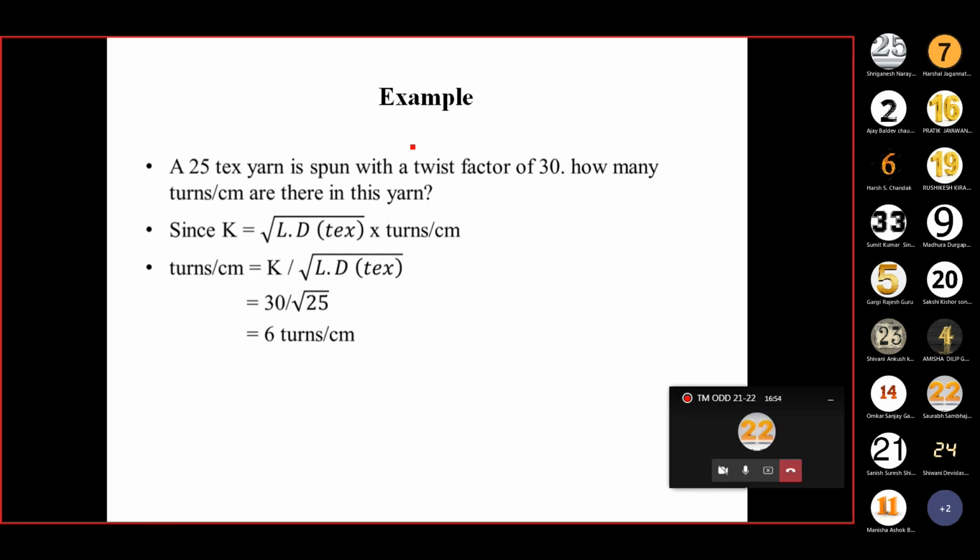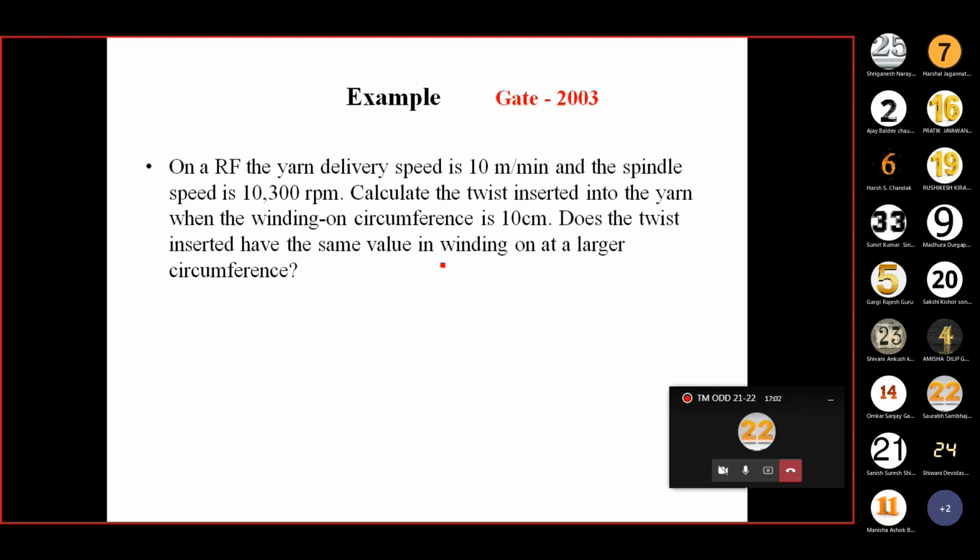Okay. Here is the solution. Okay, now write down another numerical. On a ring frame, the yarn delivery speed is 10 meters per minute and the spindle speed is 10,300 rpm. Calculate the twist inserted into the yarn when the winding on circumference is 10 centimeter. Does the twist inserted have the same value in winding on at a larger circumference? You write down this numerical, then we'll see about this.